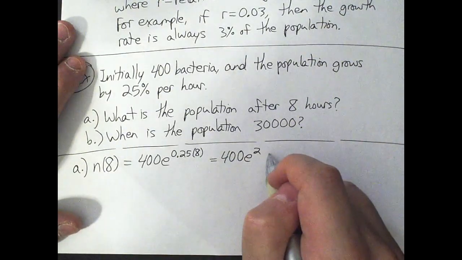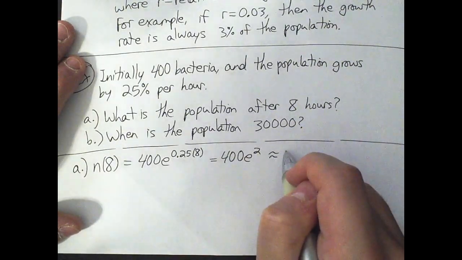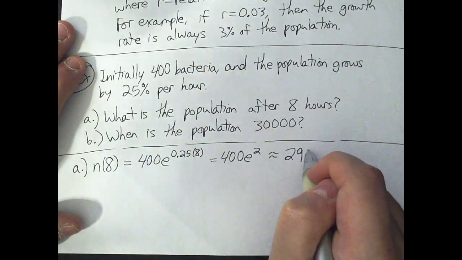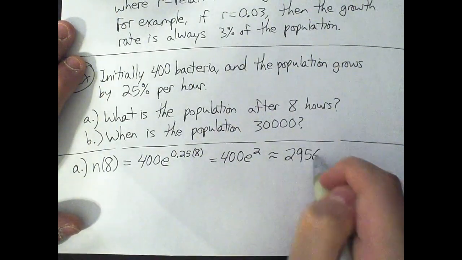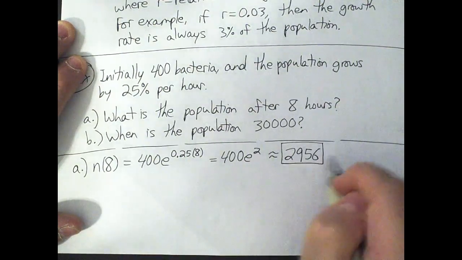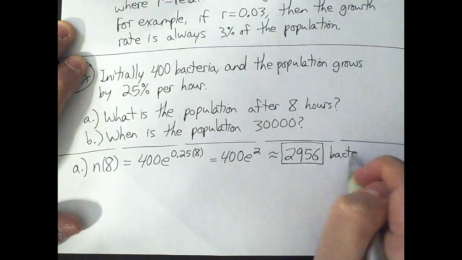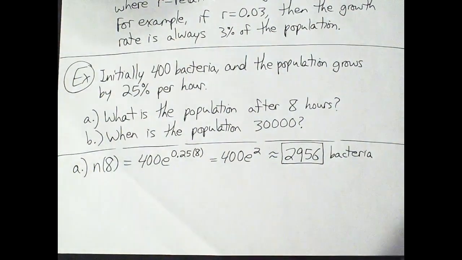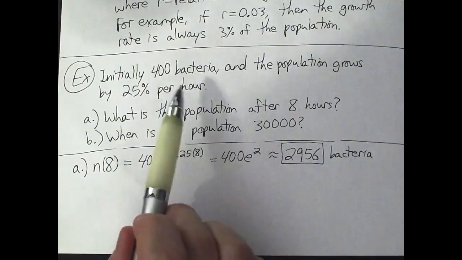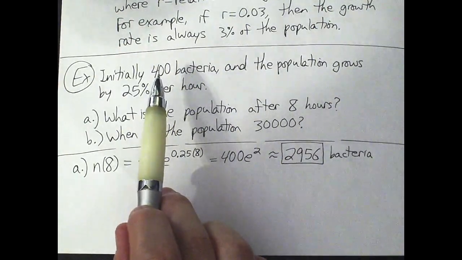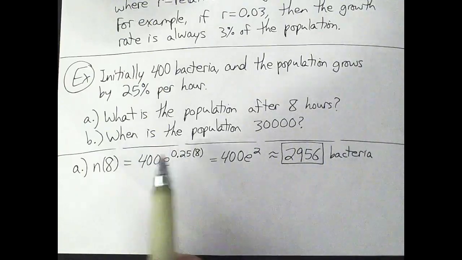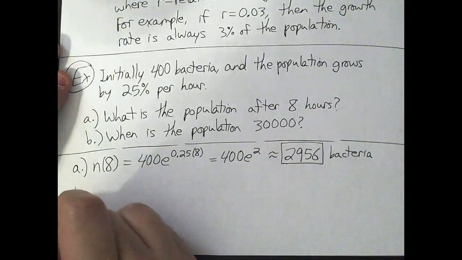But for the purposes of this discussion, I did find this with a calculator. I rounded it off to the nearest individual, 2,956 bacteria. Is that a lot? We started with 400, so you imagine a little colony of 400 bacteria. It's grown to almost 3,000 after only 8 hours.